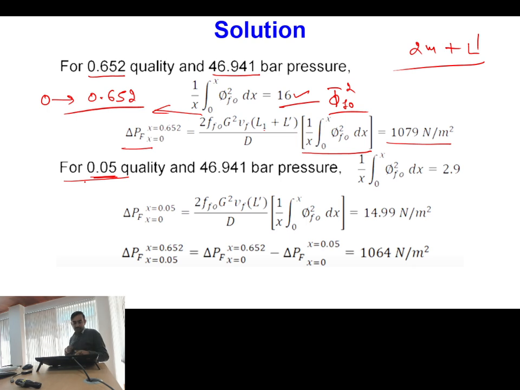For that portion, if I calculate the multiplier, it comes out to be 2.9, and the corresponding value of pressure drop for x equal to 0 to x equal to 0.05 will include length only L dash. So here the value is 14.99. Then the actual value of pressure drop for 0.05 to 0.652 will be the value for 0 to 0.652 minus that for 0 to 0.05, and this comes out to be 1064.